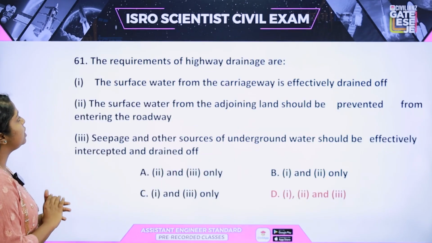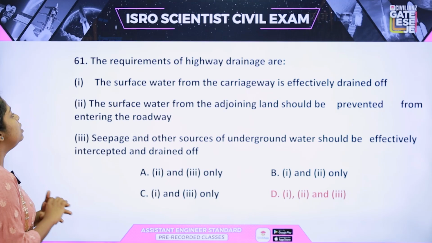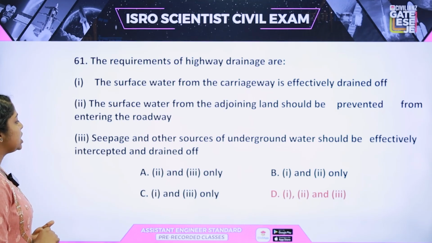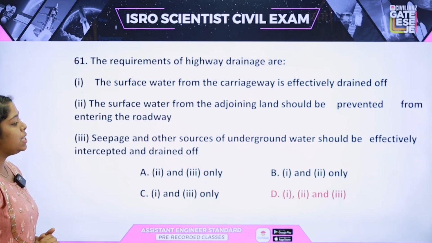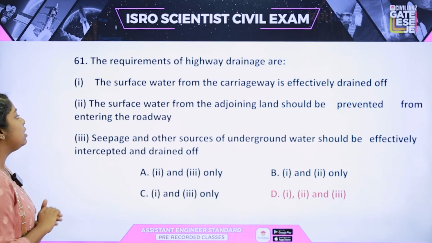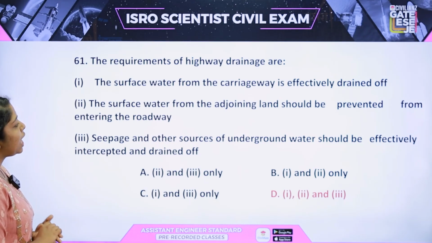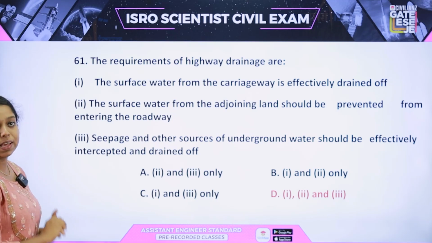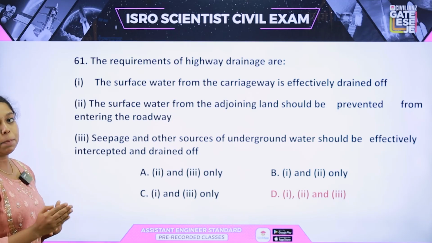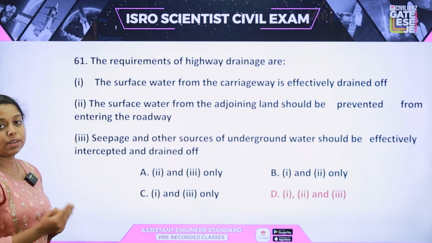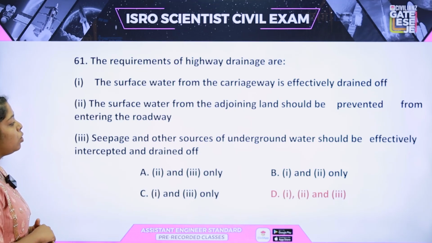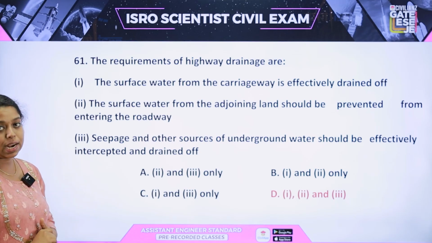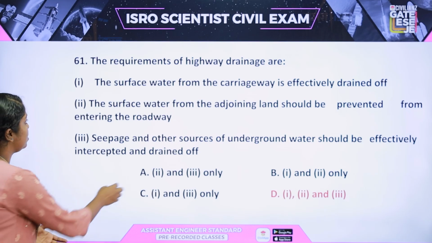Moving on to the 61st question. This is also from highway. So, the requirements of highway drainage are, we have been given 3 options. The surface water from the carriageway is effectively drained off. That is right. The surface water from the adjoining land should be prevented from entering the roadway. That is also true. Otherwise, the subbase will get affected and it will affect the strength of the highway. And the seepage and other sources of underground water should be effectively intercepted and drained off. So, all these statements are right. So, option D is the right answer.